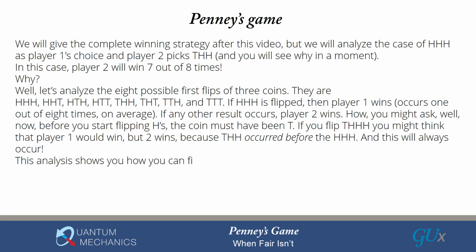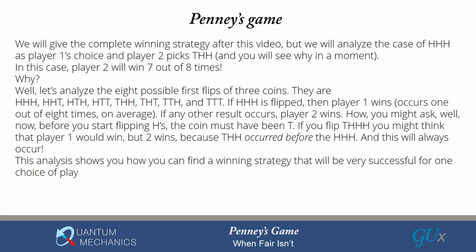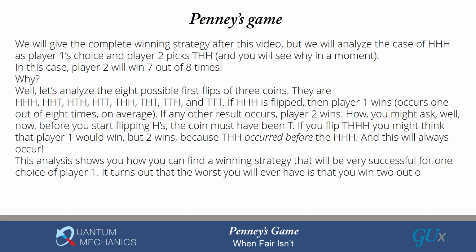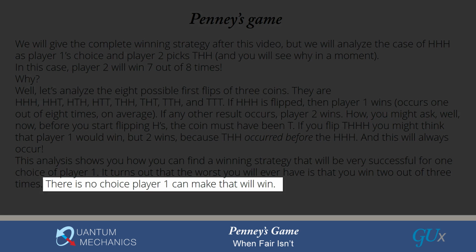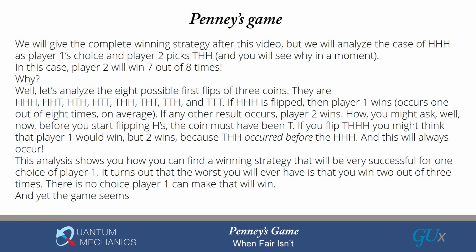So this analysis shows you how you can find a winning strategy that will be very successful for one choice of player 1. Now, player 1 has a total of 8 different choices. It turns out that the worst that you'll ever have if you pick your winning strategy is that you'll win 2 out of 3 times. There is no choice that player 1 can make that will win. And yet, the game seems like it should be completely fair.